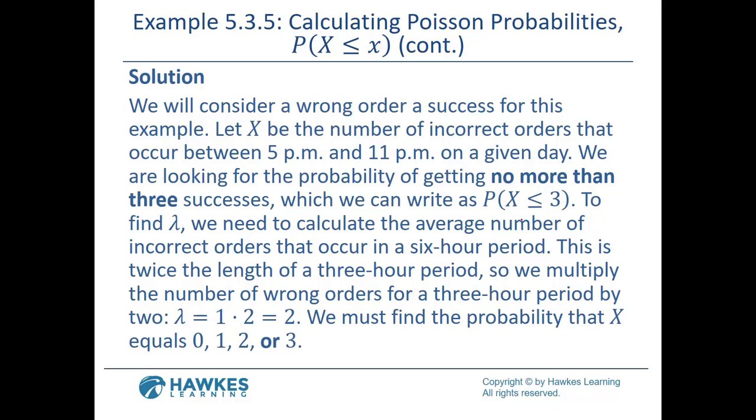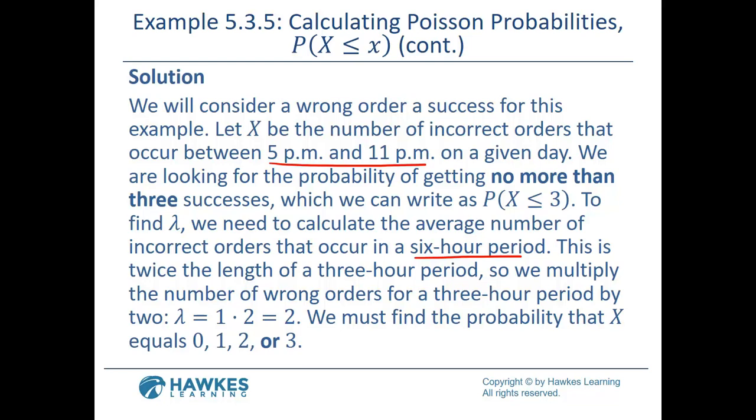Now to calculate lambda, we need to calculate the average number of incorrect orders in a 6-hour period. How do I know it's a 6-hour period? Well, they gave me from 5 to 11, which is 6 hours. But the average they gave us was for a 3-hour period. So again, those intervals have to match. It's pretty nice because 3 times 2 is going to be a 6-hour period. So I can just take the lambda that they gave me and multiply it by 2, and I should be good.